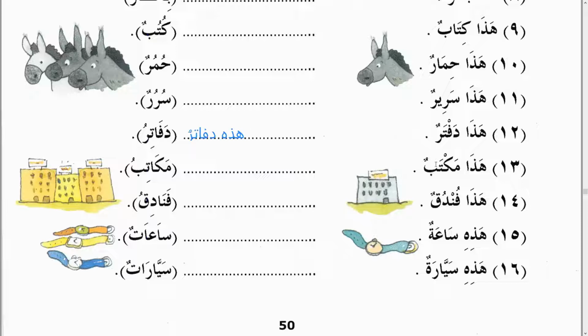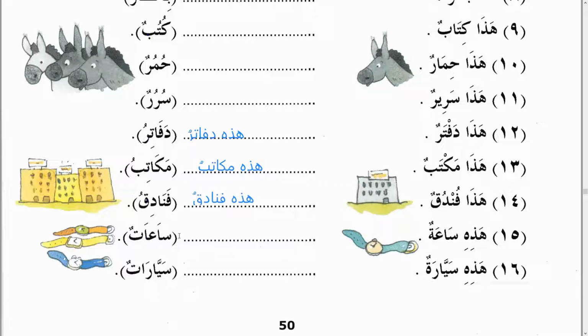Hada maktabun. This is a table. You have to say hadihi. We won't say how like. Hadihi makatibu. This doesn't take tanween. Ghair munsarif. Hadihi makatibu. These tables. Hada fundukhun. This is a hotel. Hadihi fanadiqu. We are learning the plurals also. Fanadiqu. Plurals. Fanadiqu. Doesn't take tanween.